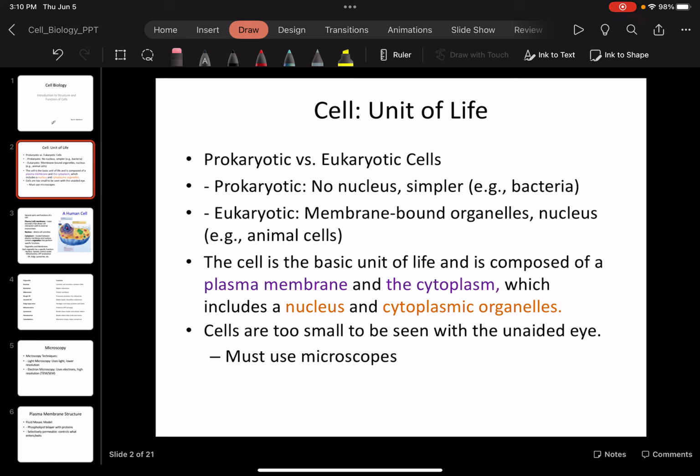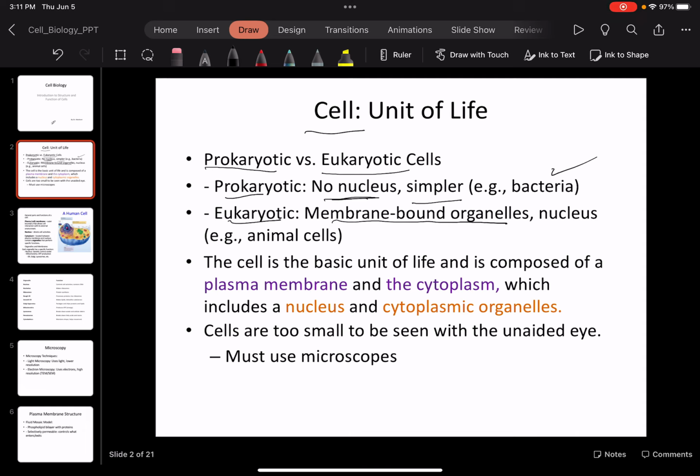So there are two different types of cells, prokaryotic versus eukaryotic. I named some of them earlier. Prokaryotic, bacteria, for example. Eukaryotic, human beings, we're studying. They have a true nucleus. Prokaryotic doesn't have a true nucleus. The simpler example is bacteria. Eukaryotic has membrane-bound organelles.